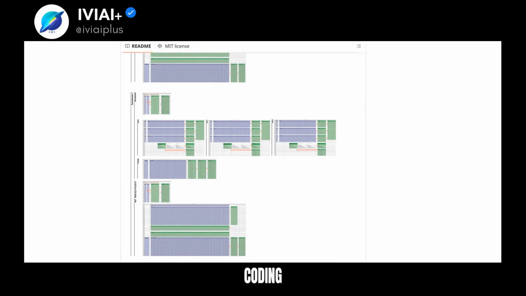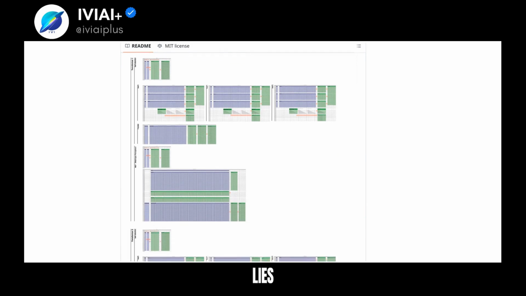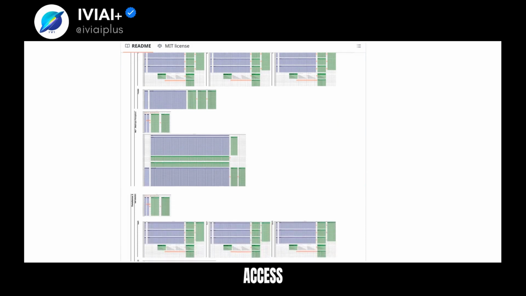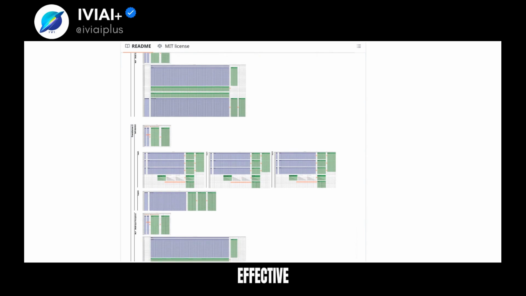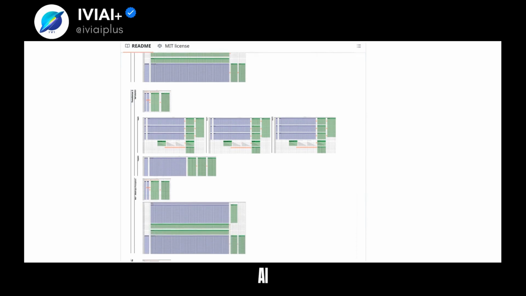The utility of coding GPT in Spreadsheet lies in its ability to democratize access to AI capabilities by providing an easy-to-use, cost-effective means of building and deploying AI models.